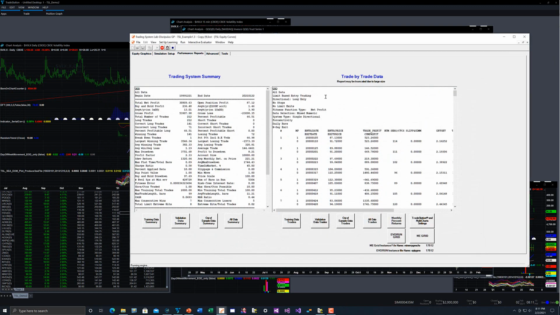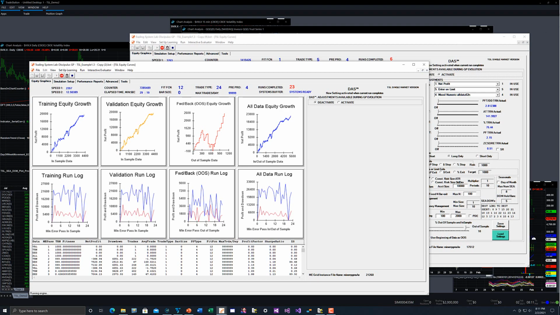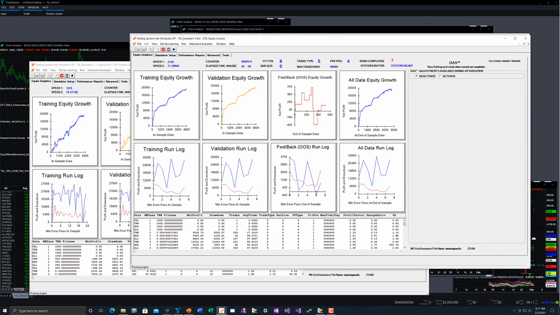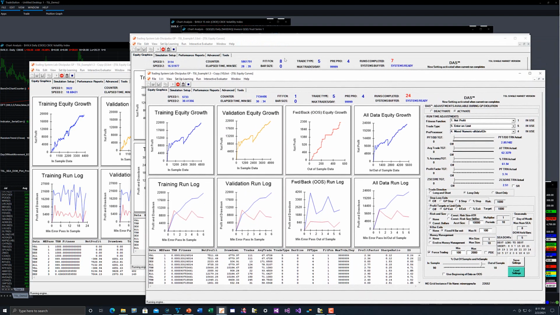So while this engine is running, we have other trading strategies that are emerging using other instances of Trading System Lab. Here I've got 4 instances of Trading System Lab open at the same time. In another demonstration, I've run as many as 40 of these instances of Trading System Lab on one workstation.